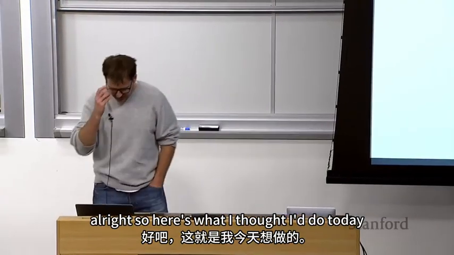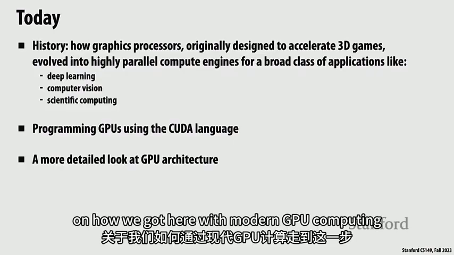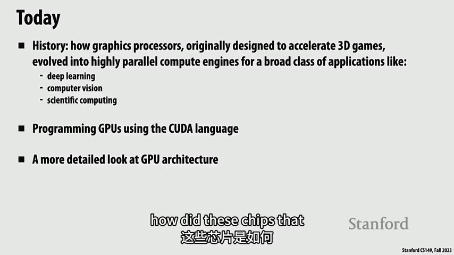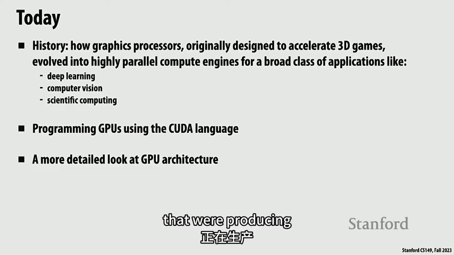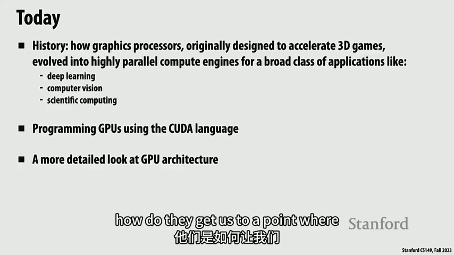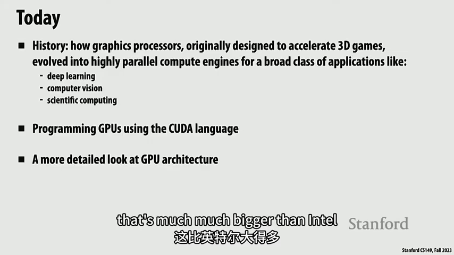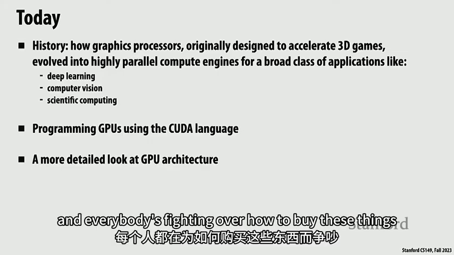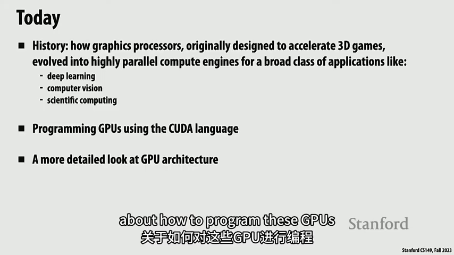All right, so here's what I thought I'd do today. I wanted to start with just a little bit of history on how we got here with modern GPU computing, which basically is like, how did these chips that folks like NVIDIA and AMD were producing largely to play Quake, how did they get us to a point where NVIDIA is a $1 trillion company that's much, much bigger than Intel and everybody's fighting over how to buy these things? Okay? So I can give some history.